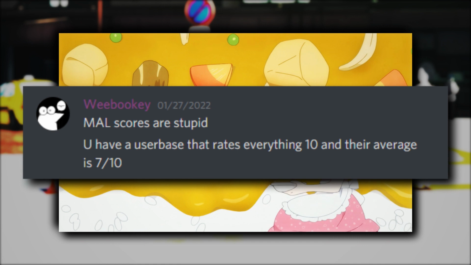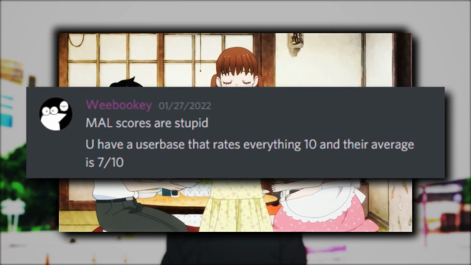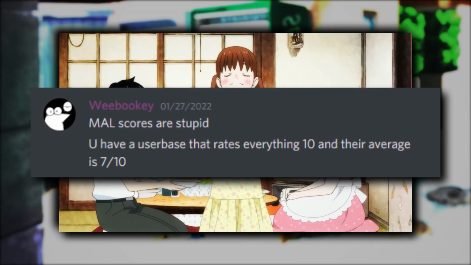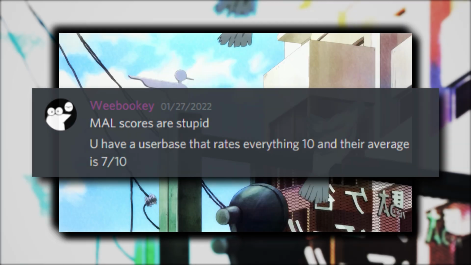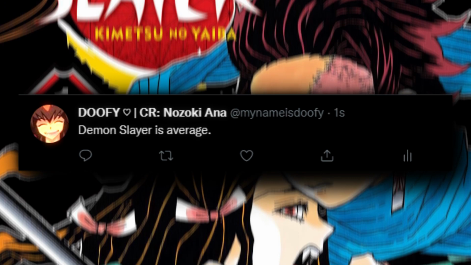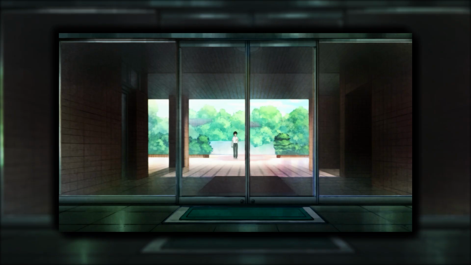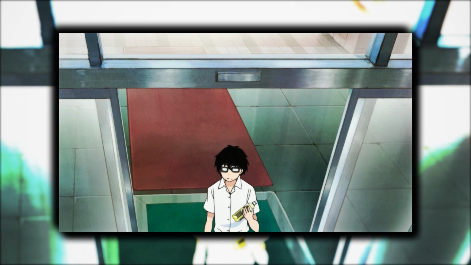My anime list scores are stupid because you have a user base that rates everything a 10 and their average is a 7 out of 10. Just think of how many people have claimed that Demon Slayer is mid or average, yet gave it a 7. This isn't uncommon, and whether they know it or not, they're endorsing a view that 7 is average.